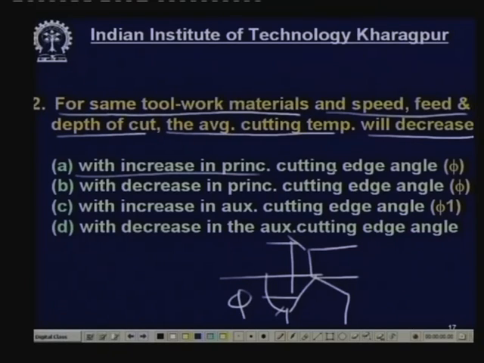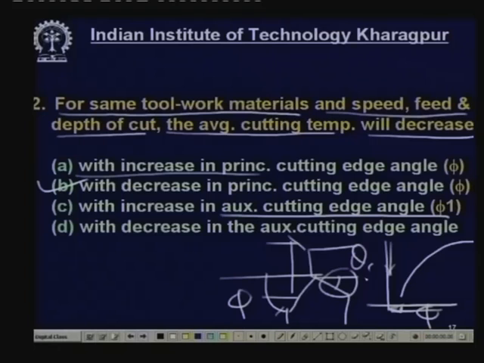With increase in principal cutting edge angle, you remember the relation between principal cutting edge angle and temperature, it goes like this. So, the cutting temperature decreases when the principal cutting edge angle is decreased. With the decrease in principal cutting edge angle, this is the answer, and the auxiliary cutting edge angle has got no role. This angle phi 1 has got no role on temperature. This is more important, and when it is low, then the temperature will be low. So, this is the correct answer.